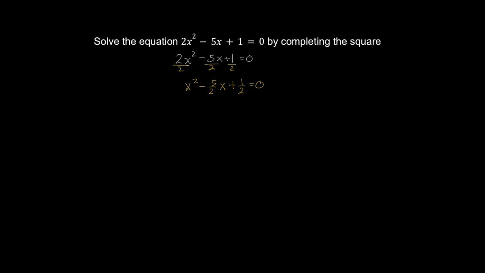The next thing I'm going to have to do is to move my c term, or my c over a term, to the other side. So I'll subtract 1 half from both sides, which is going to give me x squared minus 5 over 2 x equals negative 1 over 2.